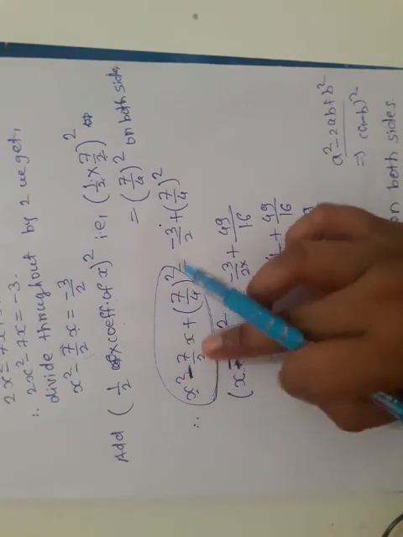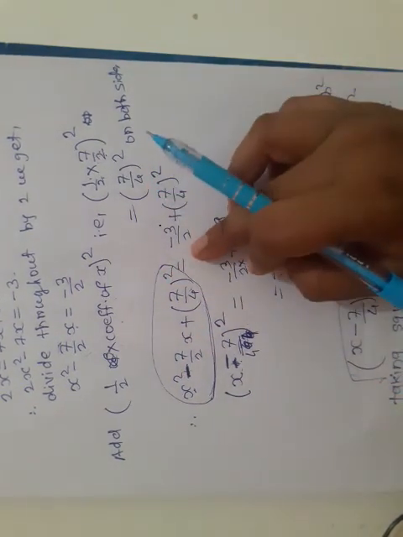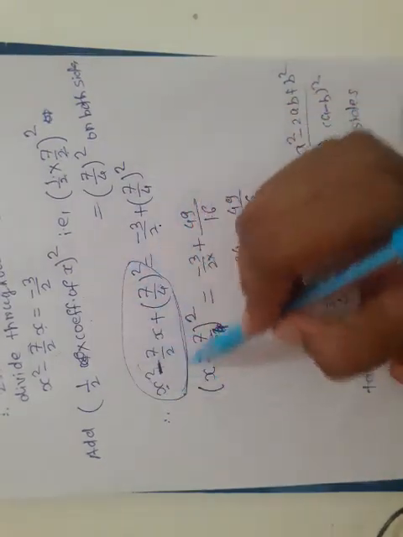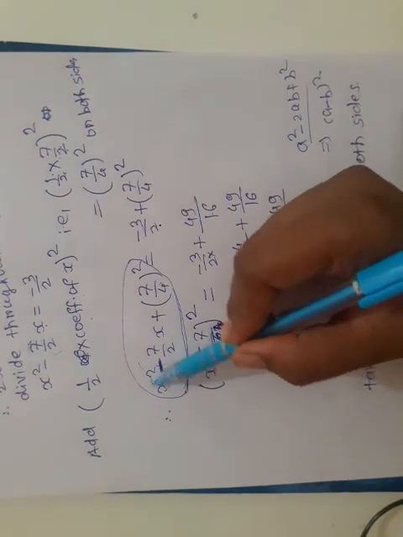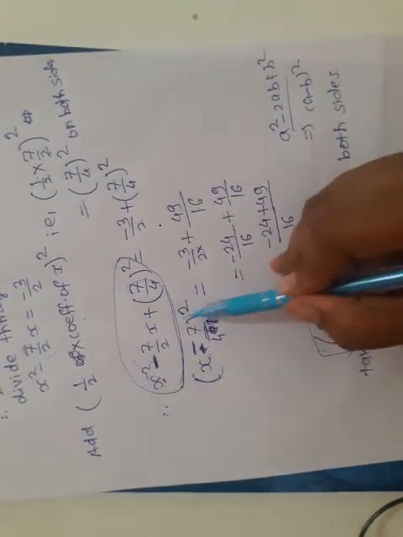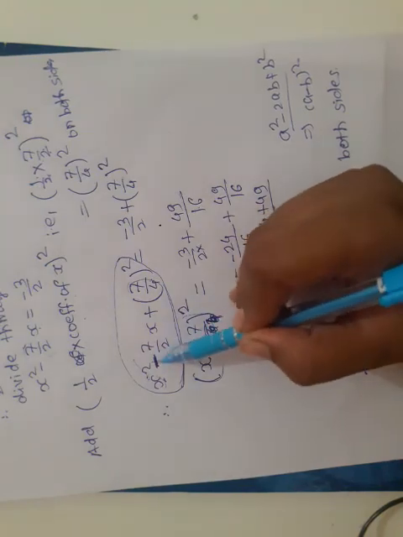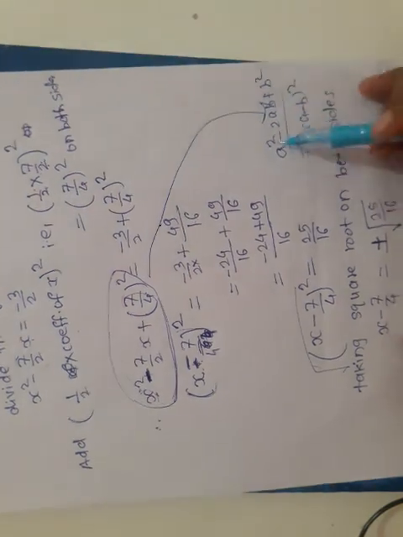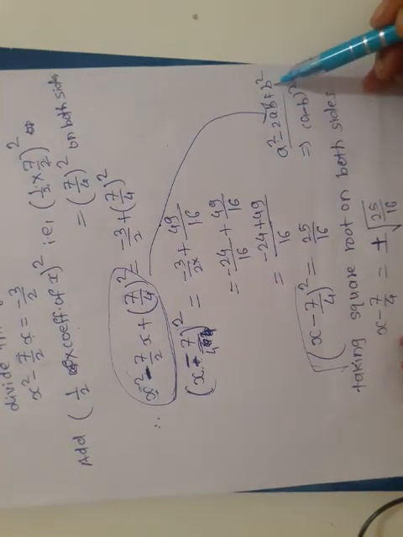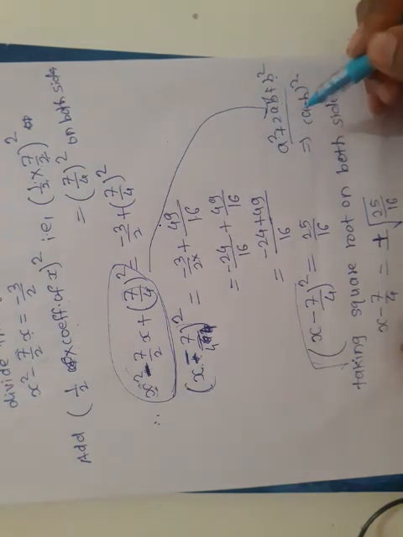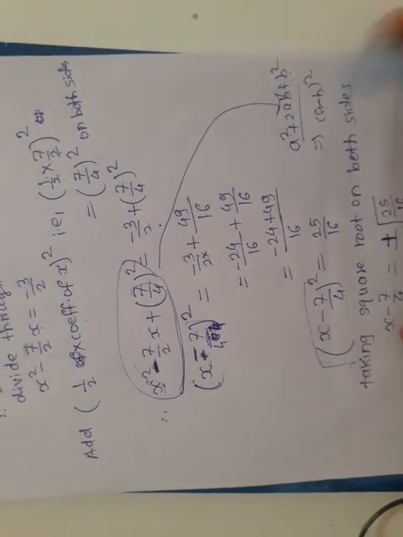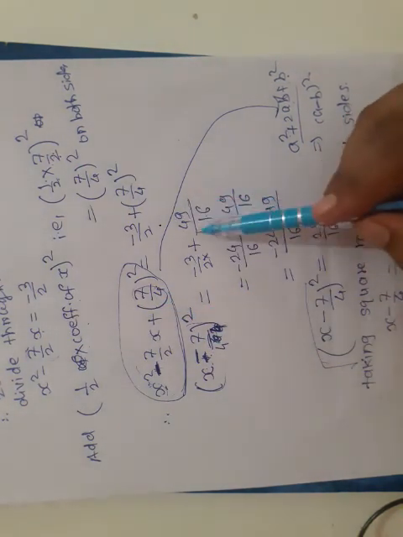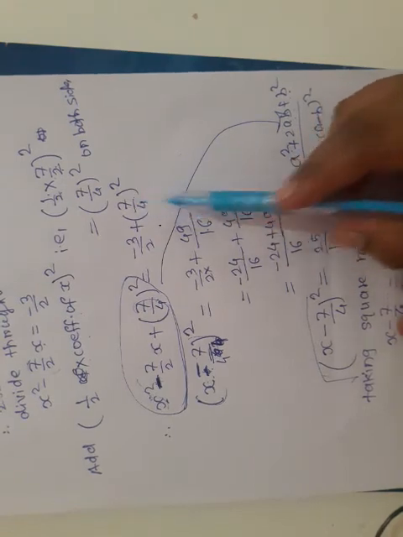So we add it: x square minus 7 by 2 x plus 7 by 4 bracket square is equal to minus 3 by 2 plus 7 by 4 bracket square. This left side must be a perfect square, so we take the first and last terms only. In the bracket write x and 7 by 4. If our middle sign is negative, then we compare this to the formula a square minus 2ab plus b square. If the sign is positive, then we compare it to a square plus 2ab plus b square. So we get x minus 7 by 4 bracket square, and on this side take the square of the terms.